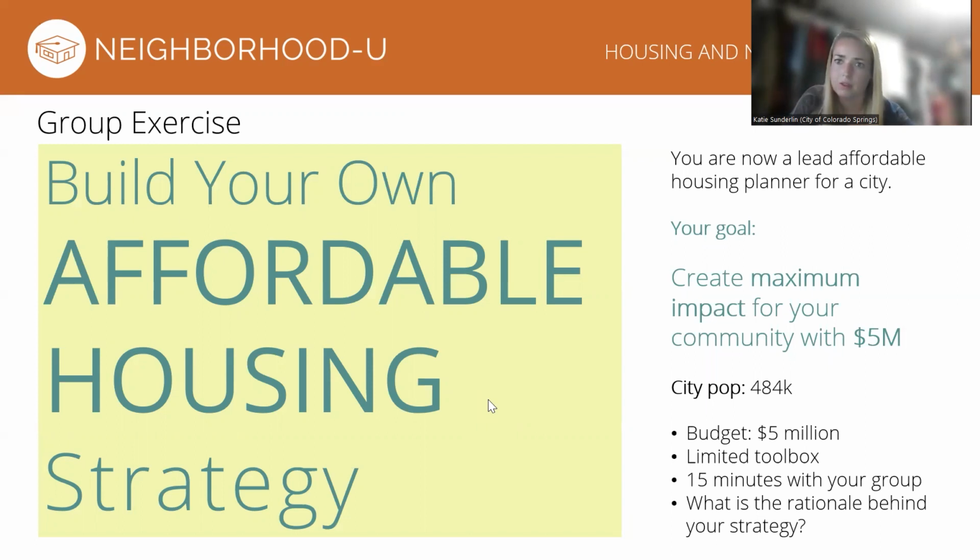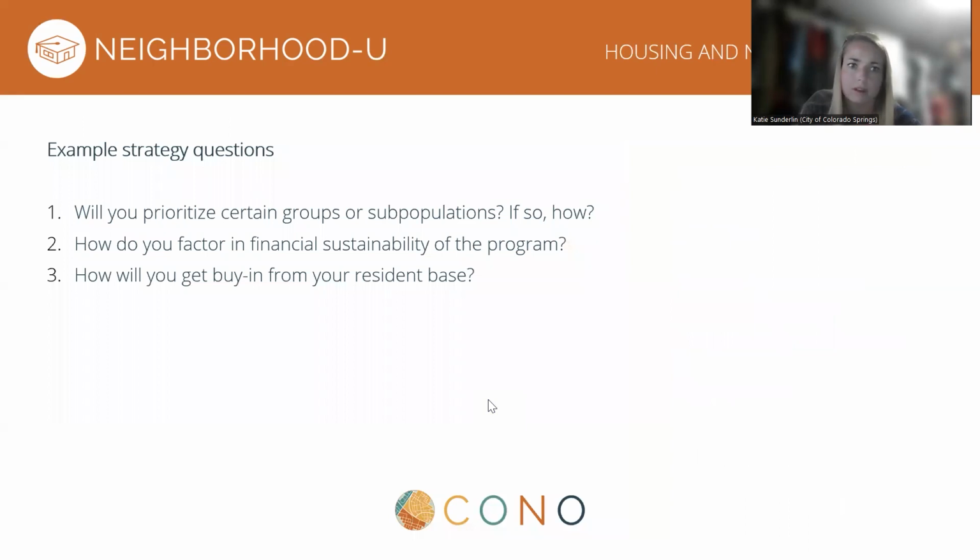So what we're going to do here is build your own affordable housing strategy. We're going to give you different tools that we've talked about that you can choose from. And what we're going to use is the city's data. We have a population of about 484,000 people in our community, and you get $5 million to create affordable housing strategies. How are you and your group going to advance affordable housing in the community? What is the rationale behind your strategy? These are the questions that you can talk about with your group.